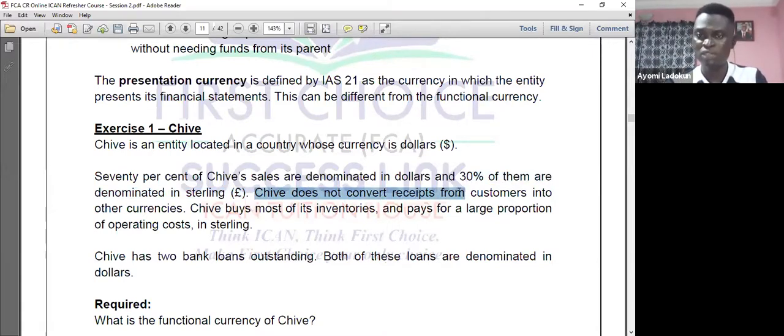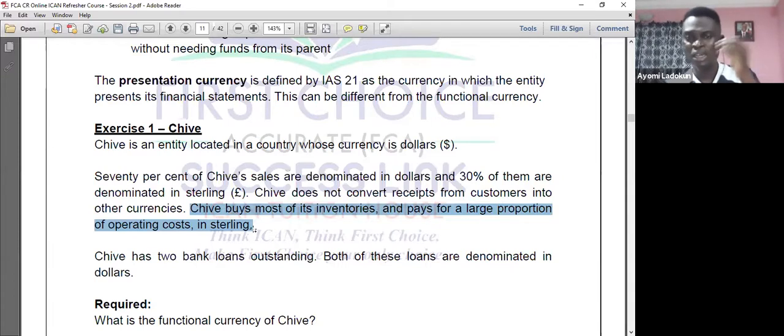It says Chive does not convert receipts from customers into other currency. Chive buys most of its inventory and pays a large proportion in sterling. Can you see that? They buy most of its inventory and pay in sterling. Can you see the currency that mainly influences other factors of production? So this is sterling. So I have the dollar that influences sales price, and I also have sterling that influences cost of production. So the primary factors are not sufficient for me to determine the functional currency. Then I move to the secondary factors.